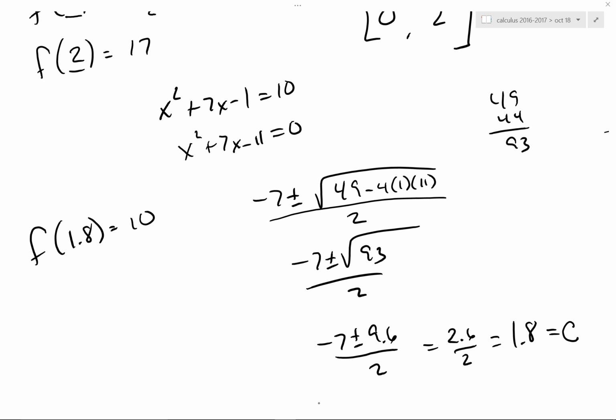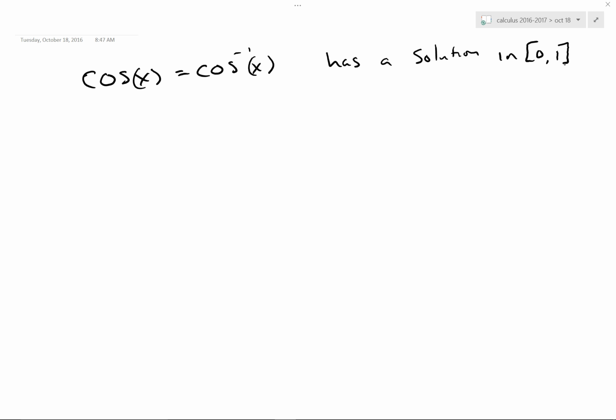So, here's another example of one that you'll see on the homework. This one will sound a little weird at first when you first see it, but it's okay. So you want to show that the cosine of x is equal to the inverse cosine of x has a solution in 0, 1. Okay? In other words, this thing needs to be equal to each other.